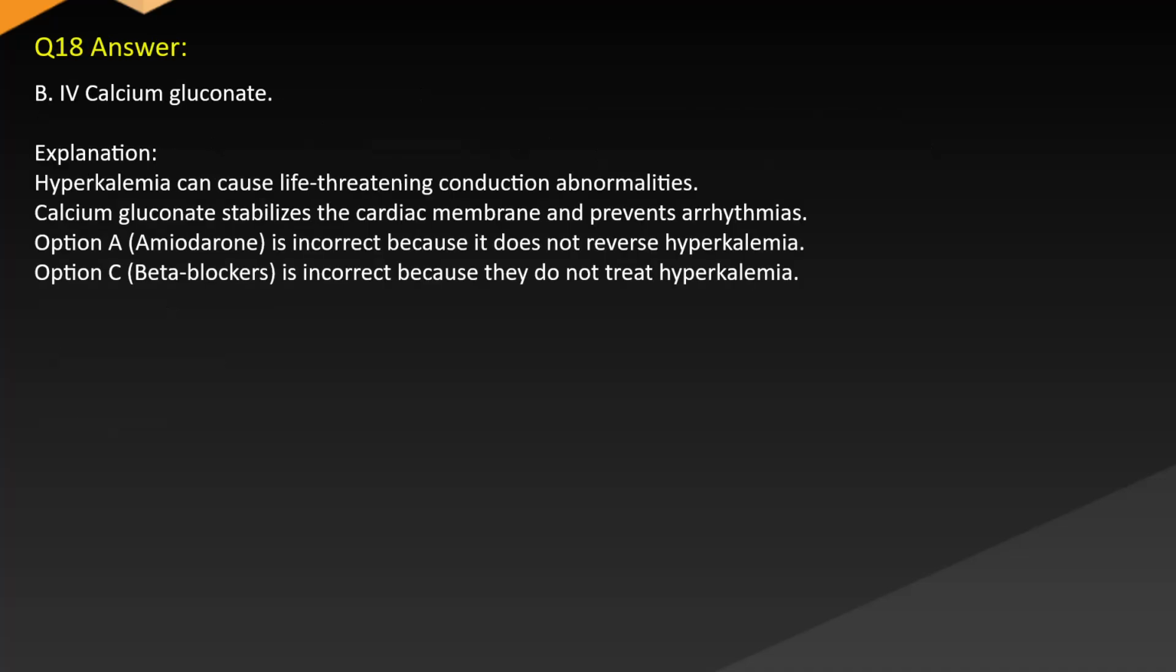Answer: calcium gluconate. Explanation: hyperkalemia can cause life-threatening conduction abnormalities. Calcium gluconate stabilizes the cardiac membrane and prevents arrhythmias. Option A, amiodarone, is incorrect because it does not reverse hyperkalemia. Option C, beta blockers, is incorrect because they do not treat hyperkalemia.